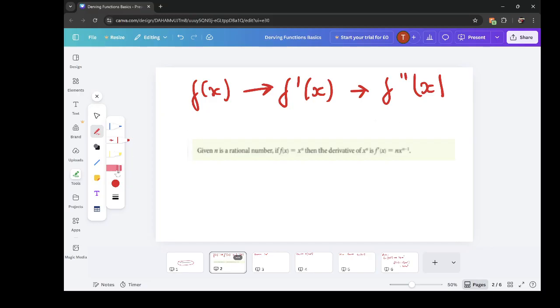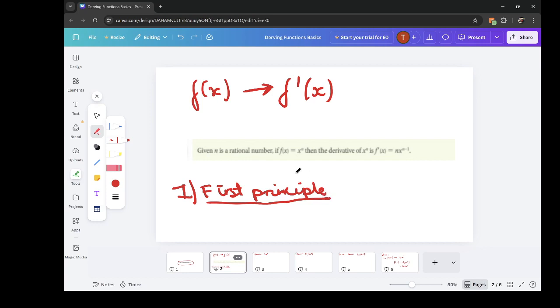But to find f prime of x first, this applies to all formulas, but just for f of x to f prime of x, how would you do that? Well, there are two ways. The first way is the first principle, which we talked about in the videos before. We can use the first principle to find a derivative. Or second, and the most preferred option, is this option. Unless specified in the question to use the first principle to perform a derivative, please use this formula over here.